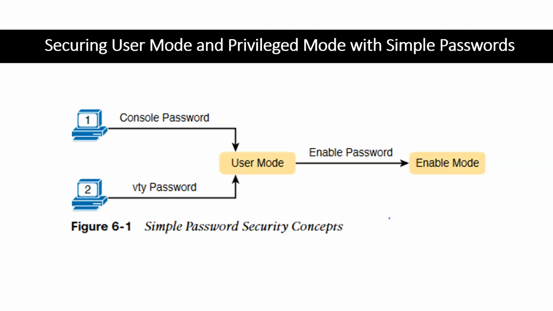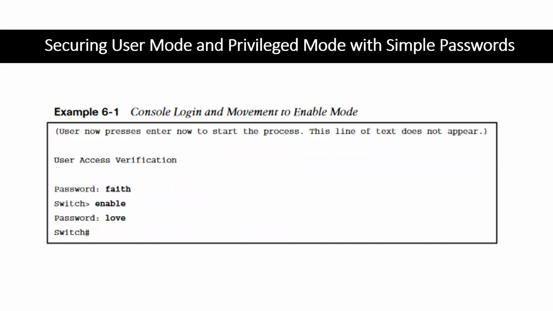But what else can we do by looking at this diagram? We can also set a password that mitigates access to privilege mode. So before we put in the enable keyword, we can put in enable within user mode, and we can even mitigate that and say, hey, what's the password for enable? So we'll do that in the lab today. Let's go ahead and keep going.